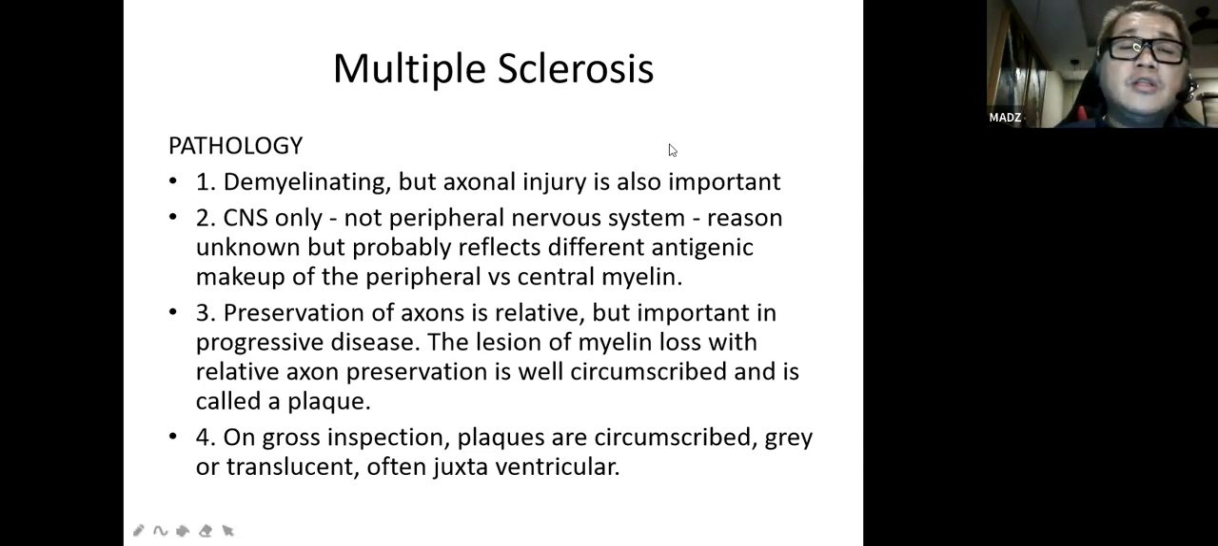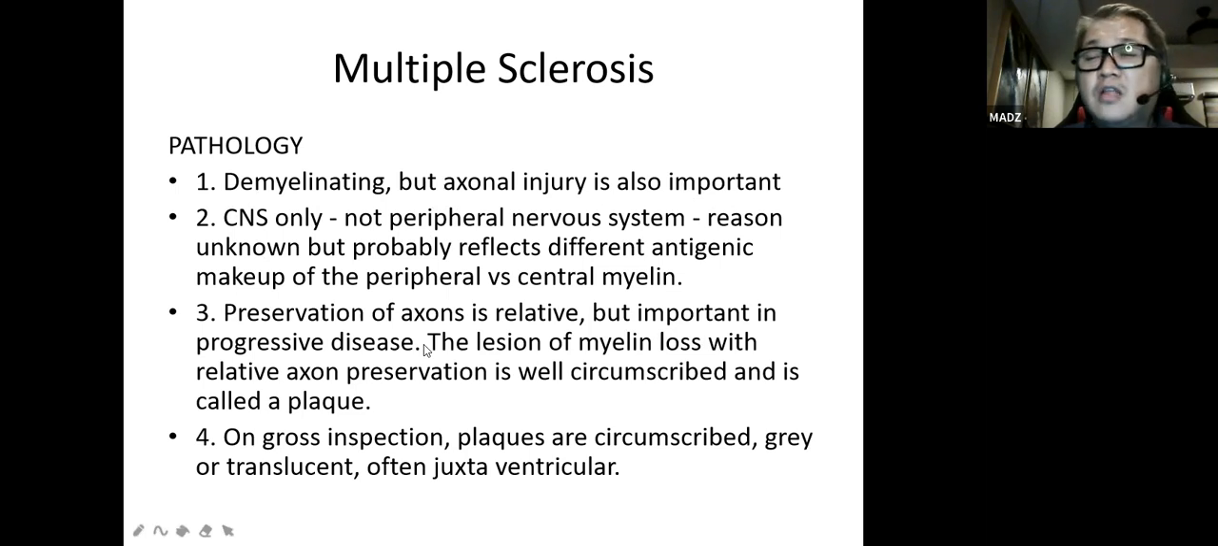Okay. So the pathology in patients with multiple sclerosis is that it's demyelinating, but the axonal injury is also very important. Normally, it's the myelin of the nerves in the central nervous system that is usually affected. It only affects the central nervous system. It does not affect the peripheral nervous system. The reason is unknown, but probably it reflects a different antigenic makeup of the peripheral versus the central nervous system myelin. So the preservation of the axon is relative, but important in progressive disease.